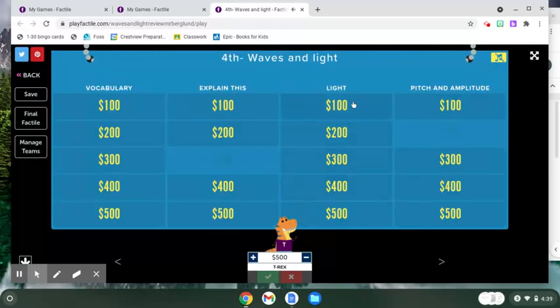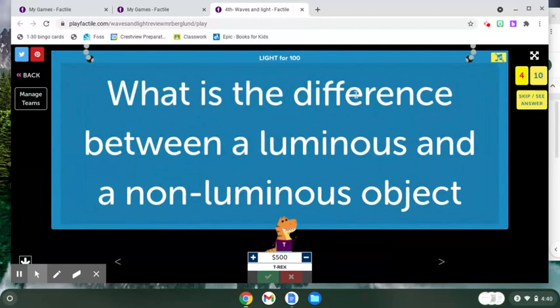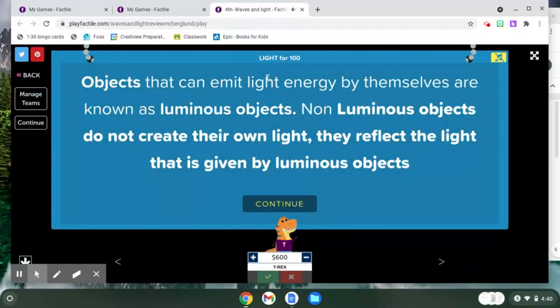Let's go with light for 100. What is the difference between a luminous and a non-luminous object? Objects that create or emit light energy by themselves are known as luminous objects, while non-luminous objects do not create their own light. They reflect the light that is given to them by luminous objects.